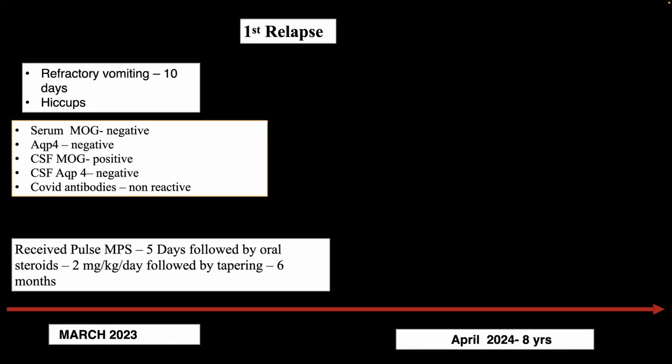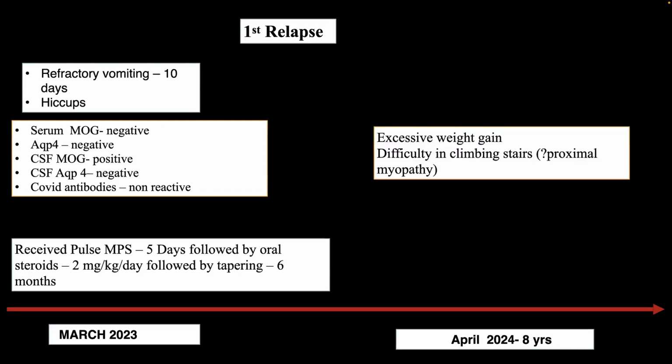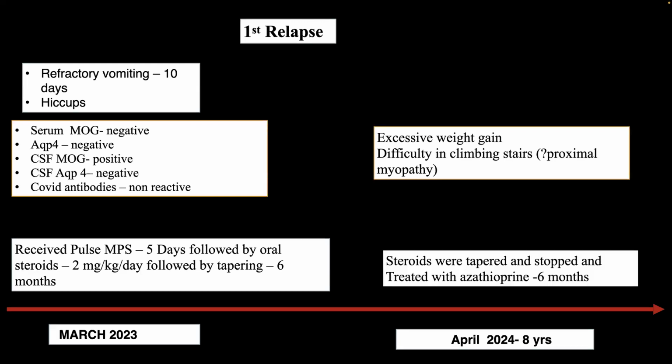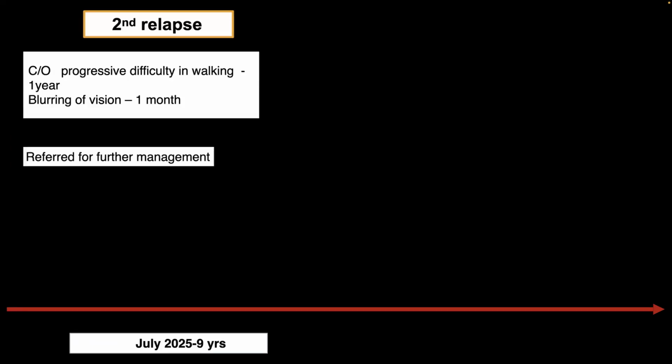Then almost a year later, at 8 years of age, he had cushingoid features and difficulty in climbing stairs, probably proximal myopathy secondary to steroids. His steroid treatment was stopped and he was switched to azathioprine, which he took for almost 6 months. Then the patient had a second relapse in July 2025 at 9 years of age, when he came with complaint of progressive difficulty in walking since the last year and blurring of vision since last month. Scans were done outside.